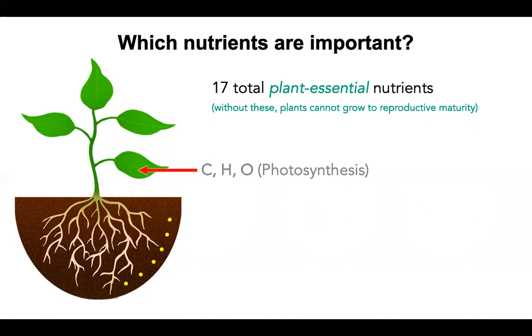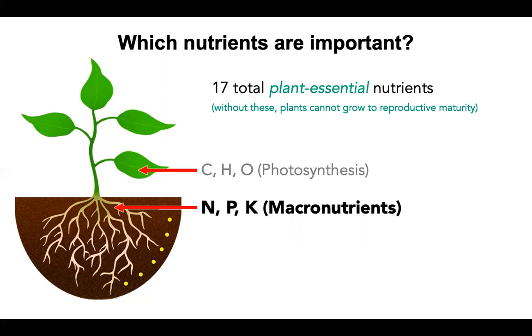So the first 3 are carbon, hydrogen, and oxygen. Now the plant takes those up and uses those through photosynthesis and puts those together in the right package through photosynthesis, right? Capture carbon and hydrogen and oxygen in the leaves and fix it, put it together, and convert it into tissues. Next are nitrogen, phosphorus, and potassium.